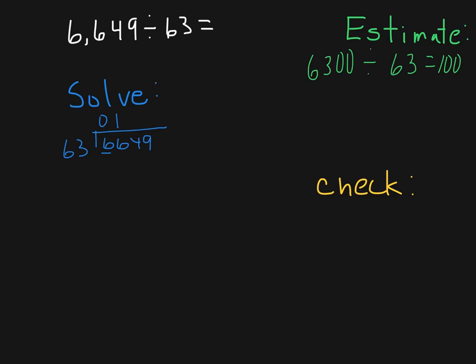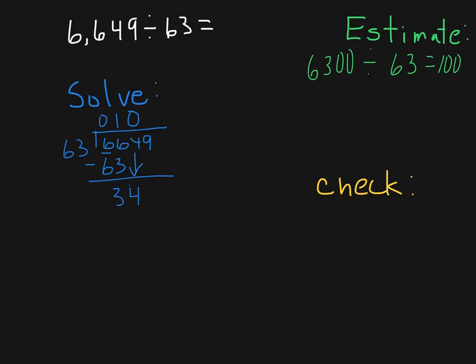1 times 63 is 63. And when I subtract, I have 3 left over. And I'm going to bring this 4 down from the tens place. So now I have 34 tens. Well, now I see that 63 will not go into 34. It's too big. So I need to put a 0 in the tens place.